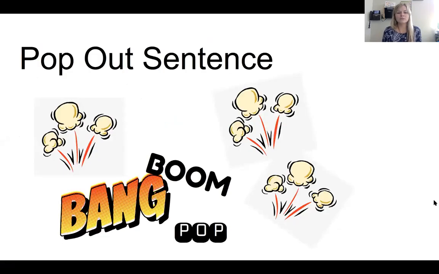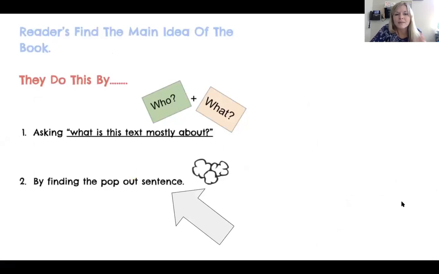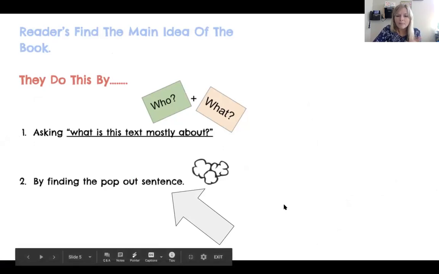Today, I want to introduce you to another way to help you find the main idea, to help you decide what the main idea is. Pop-out sentences. Sound interesting, huh? Readers find the main idea of the book in a couple of different ways. They do this by asking, what's the text mostly about? Taking the who and the what, and by finding the pop-out sentence.